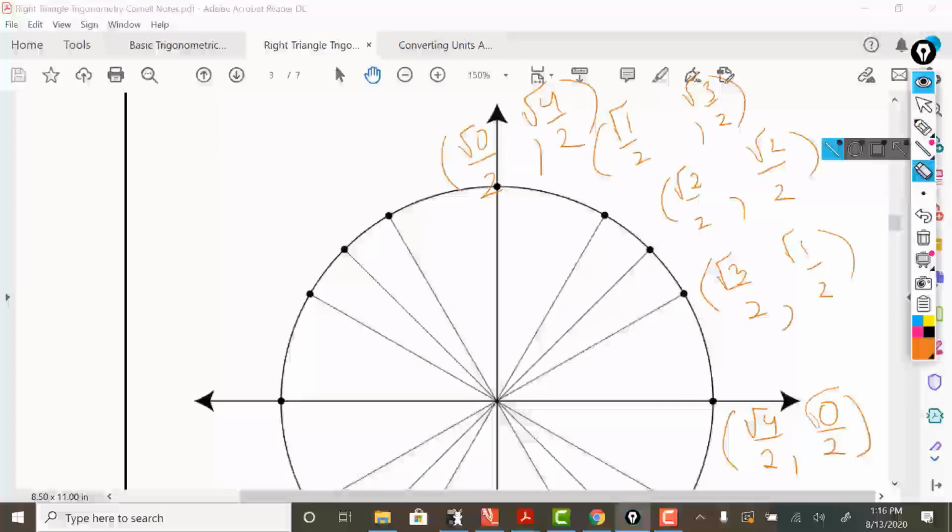We know that the square root of 1 is just 1. Nothing to simplify here. Square root of 1 is 1. Square root of 0 is 0. 0 divided by 2 is 0. Square root of 4 is 2, but 2 divided by 2 is 1. Okay, same thing over here, right? This becomes a 1, that becomes a 0.